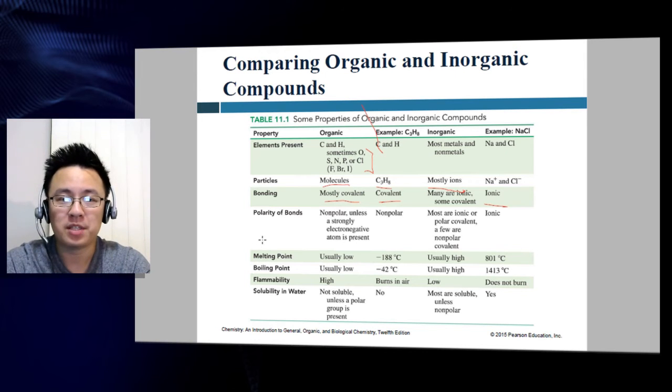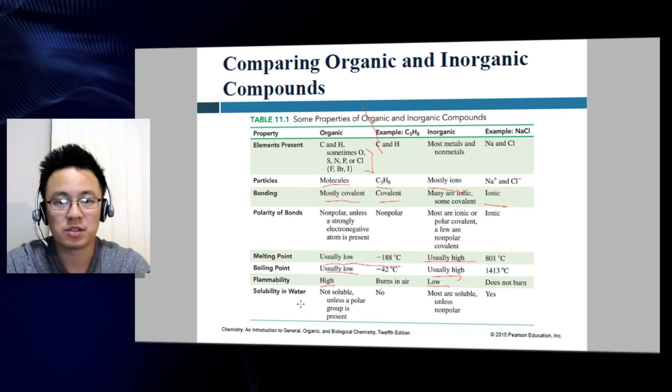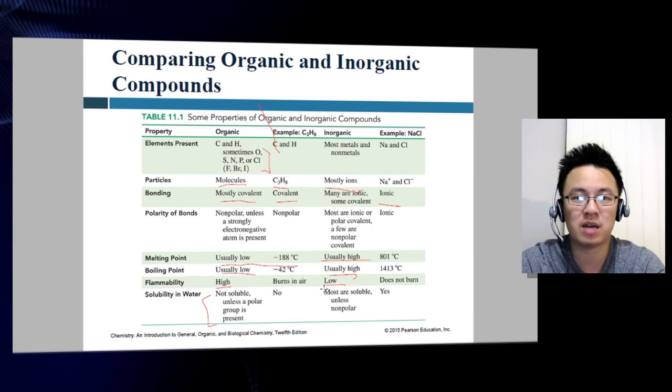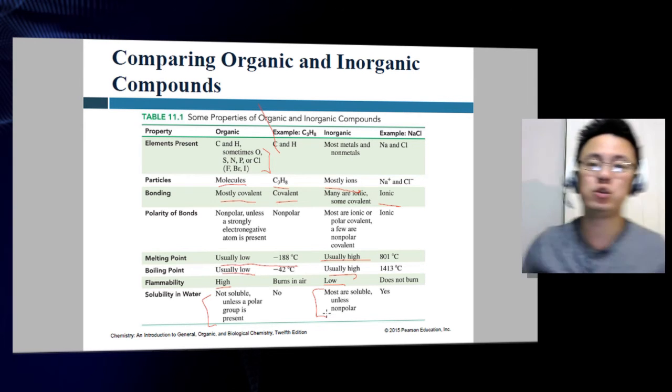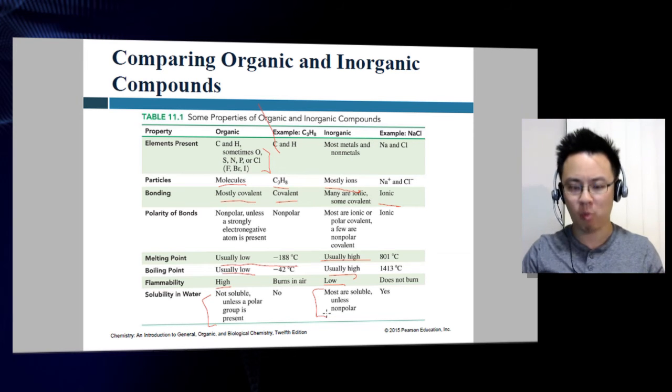Now, the polarity of bonds here are nonpolar and strong. Melting points are usually very low for organic compounds versus inorganic, which are usually very high. Same thing for boiling point. The flammability for organic compounds tends to be very high versus inorganic compounds, which tends to be very low. And the solubility in water is not soluble unless we have polar groups present, versus that of ionic or inorganic ones that tend to be soluble unless you have nonpolar molecules or substituents in that molecule.